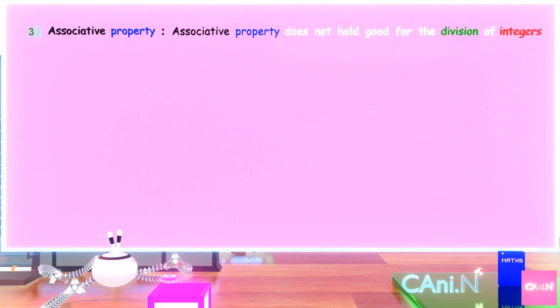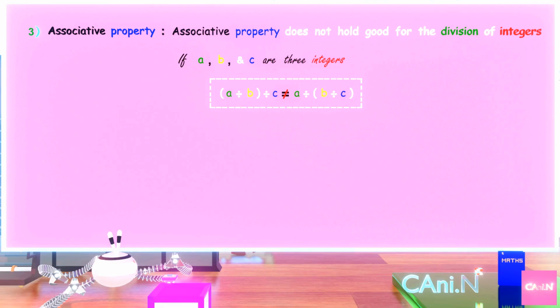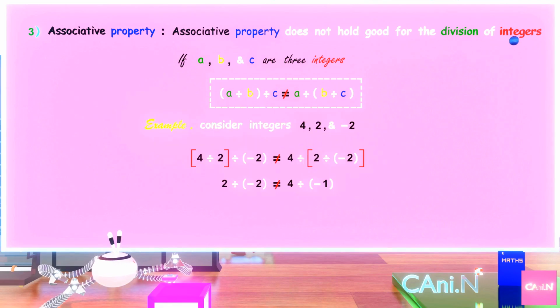Associative property. Associative property does not hold good for the division of integers. If a, b and c are three integers, then example: consider integers 4, 2 and -2. -1 is not equal to -4.